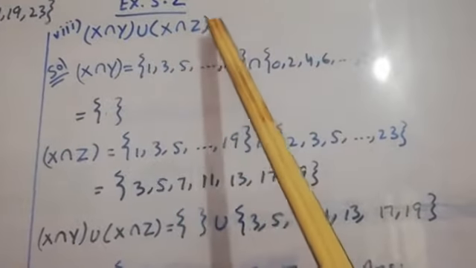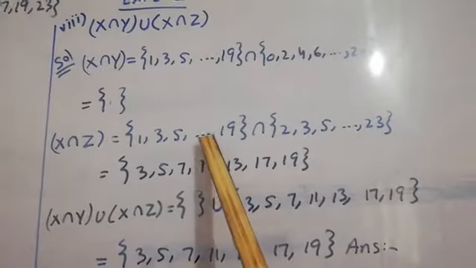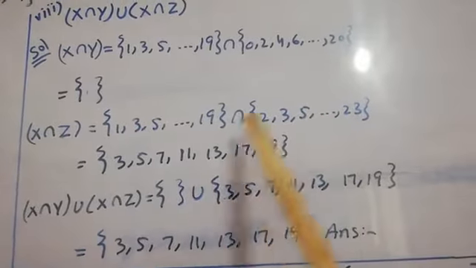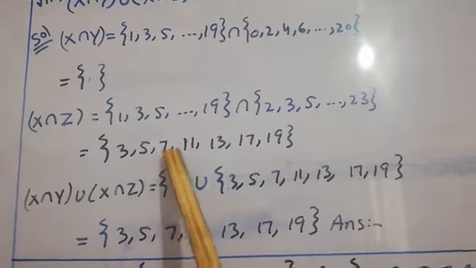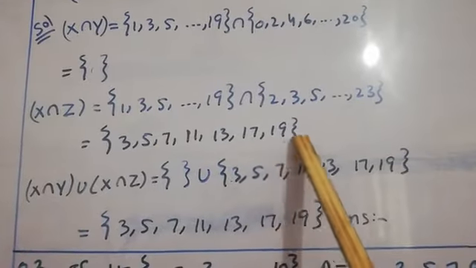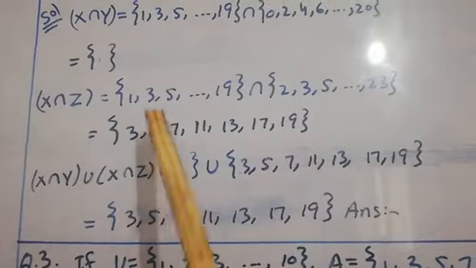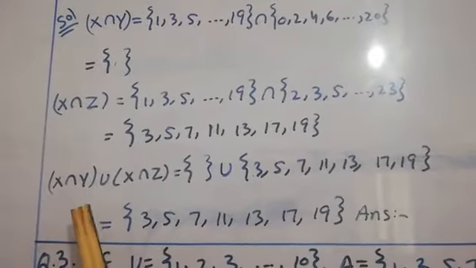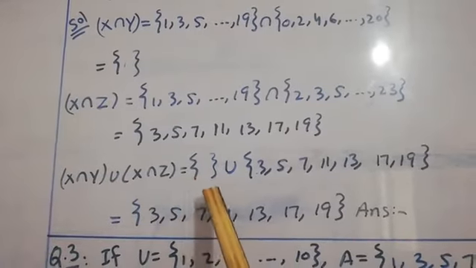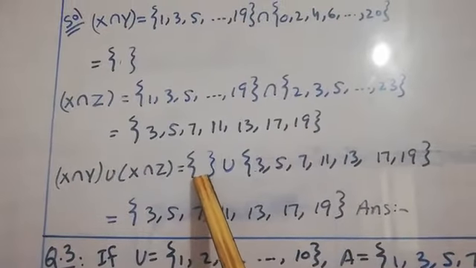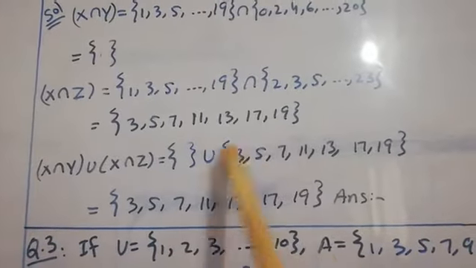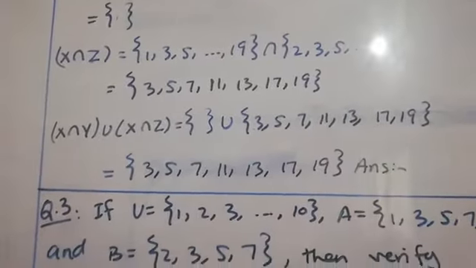And then X intersection Z, odd numbers and the prime numbers. There are some common elements present here: 3, 5, 7, 11, 13, 17 and 19. These are the numbers which are odd as well as prime. So at the end we will find (X intersection Y) union (X intersection Z). So we will write over here X intersection Y is a phi set, union of this set. So we will write the answer here.